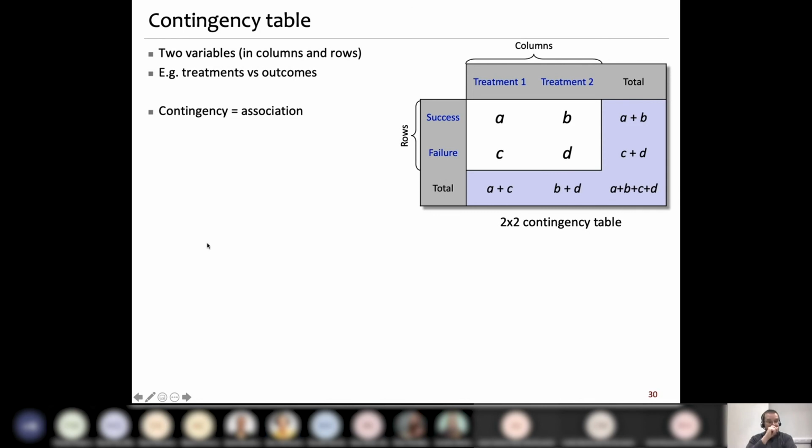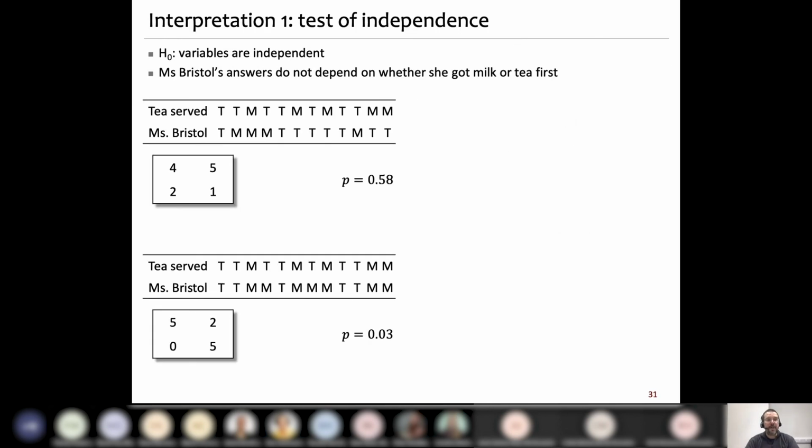Why is it called contingency table? Contingency means association, and we are testing for association between experimental conditions and the experimental result. There are 2 interpretations of Fisher's test. Interpretation 1, it's a test of independence. And the more generic null hypothesis in this test is that variables are independent.